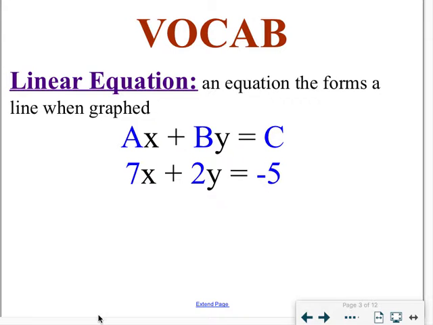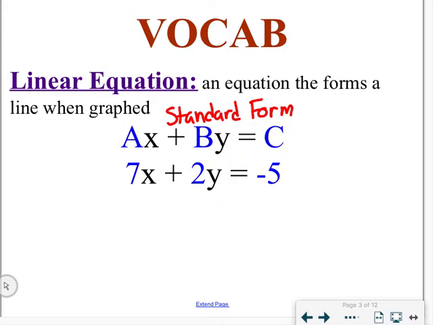First thing we need to know is a linear equation is an equation that forms a line when graphed. So that's one way that we can pick it out to know that it's linear, is that it forms a line. Down below here you see ax plus by is equal to c. This is what we call the standard form of a linear equation. There are two other forms, slope-intercept and point-slope, that we will get to later in the chapter. This example below, 7x plus 2y is equal to -5, is a numerical example of what that would look like.